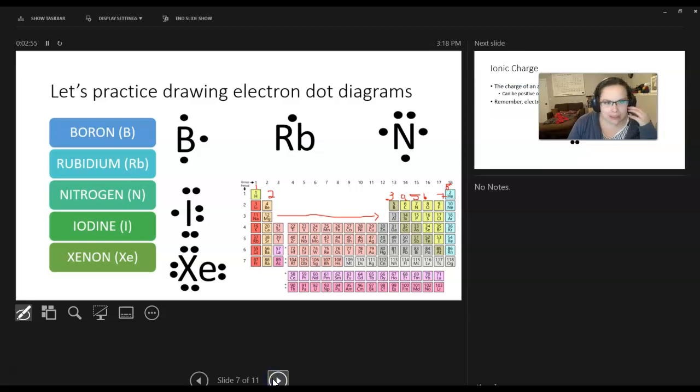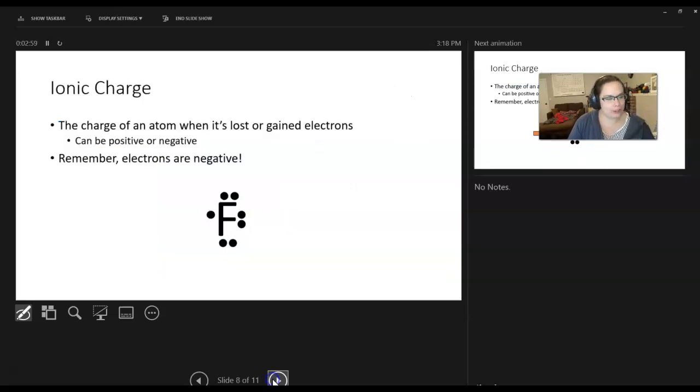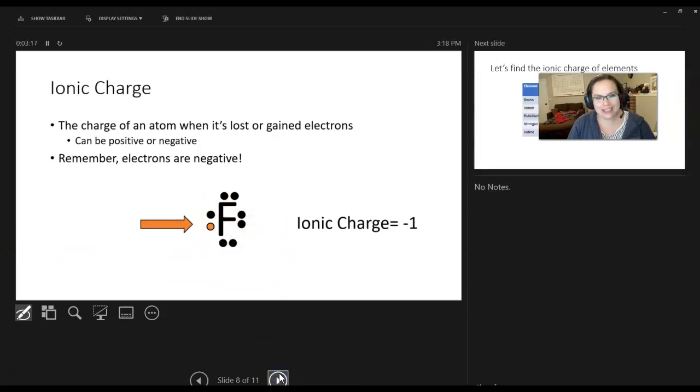After we practiced drawing electron dot diagrams, we went over how to find ionic charge. An ionic charge is the charge on an atom once it's lost or gained the number of electrons in order to have a full shell. And it can be positive or negative. So going back to our example of fluorine, it wants to gain 1 more electron to get its full shell, and it's going to have an ionic charge of -1.